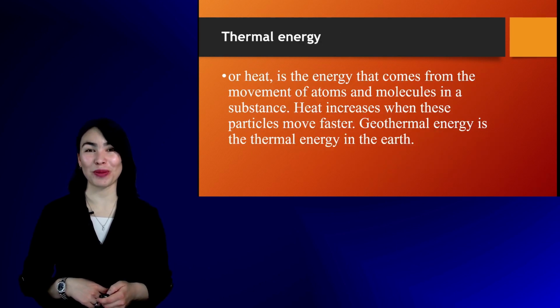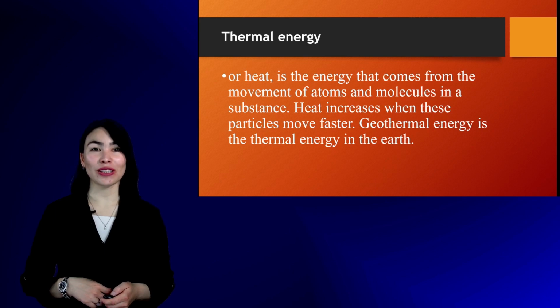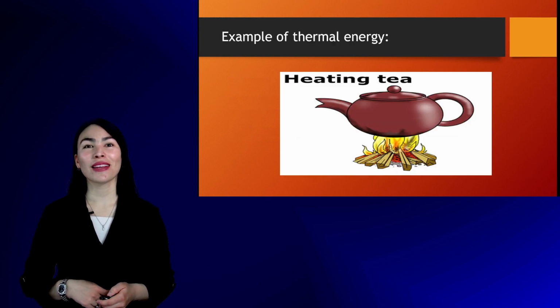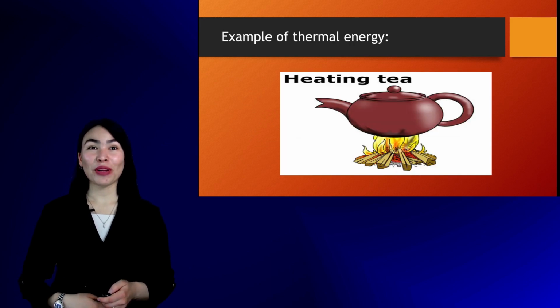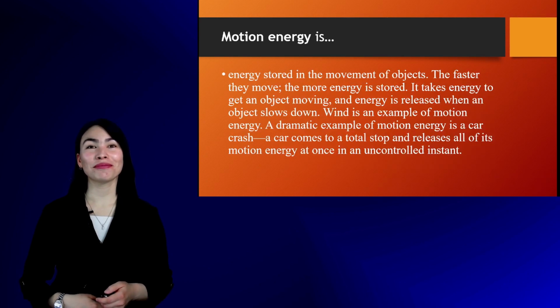The next type is thermal energy, or heat energy. This is the energy that comes from the movement of atoms and molecules in a substance. Heat increases when these particles move faster. Geothermal energy is the thermal energy in the Earth. An example of thermal energy is heating tea in a teapot.